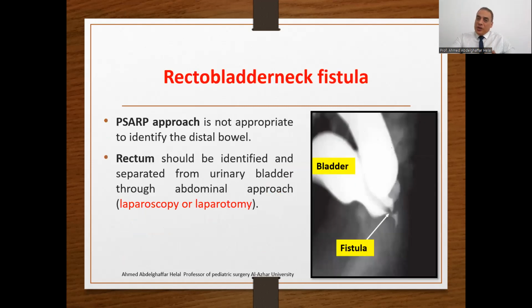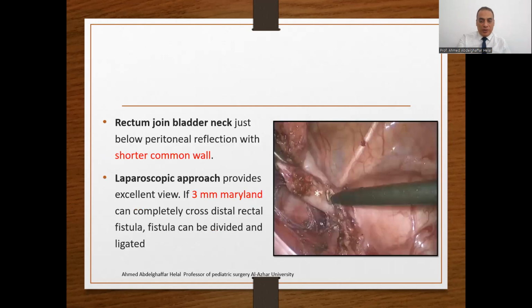The other variety is the rectobladder neck fistula. Rectobladder neck fistula means that the rectum joins at the bladder neck, very high. And in such cases, the PSARP will not be appropriate to reach the fistula because the rectum opens in the bladder neck high in the abdomen. In such cases, we need laparoscopy or laparotomy.